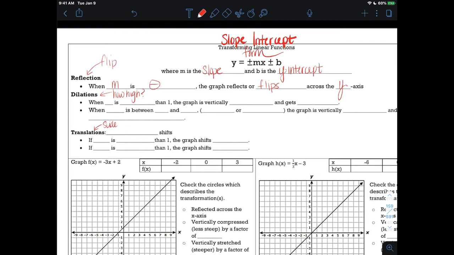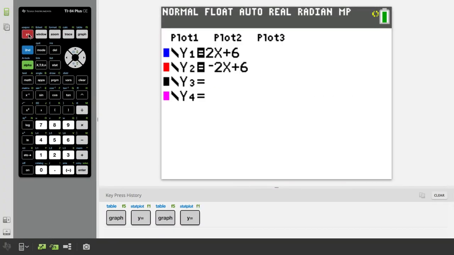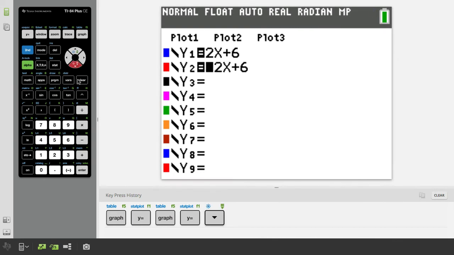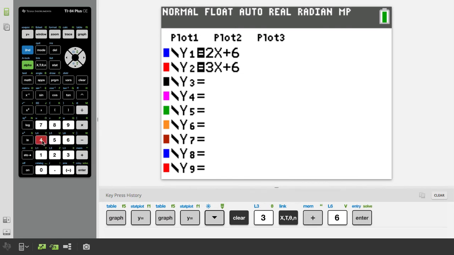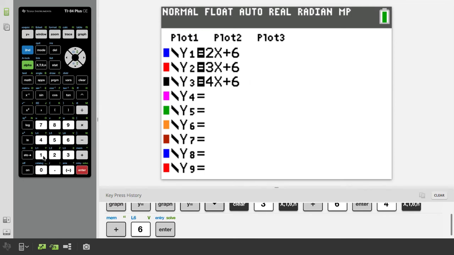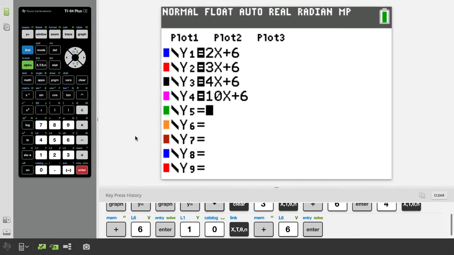So, a dilation tells us about the steepness, okay? So, instead of just writing those in, let me go ahead and show you a few things about graphs. Now, noticing all I'm doing is changing the slope. I'm making it slightly bigger, okay? I'm going to take it way high, and then I'm going to go ahead and take it low. So I'm going to do it underneath 2.